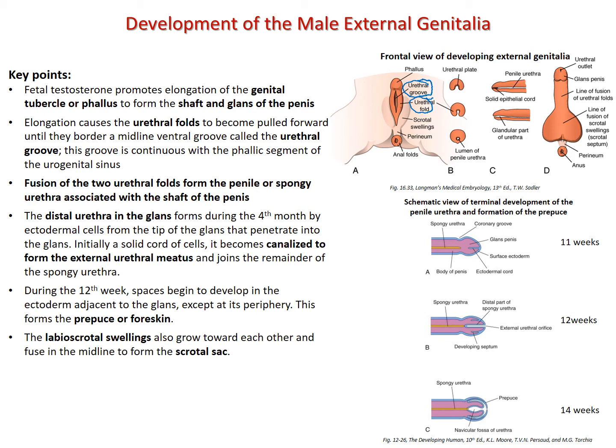Subsequent fusion of the surface ectoderm of this midline plane produces the penile raphe, readily discernible on the ventral surface of the postnatal penis. The penile urethra developmentally does not reach the most distal part of the penis, the glans. This most distal portion of the urethra is formed during the 4th month when ectodermal cells from the tip of the glans penetrate inward and form a solid, short epithelial cord.